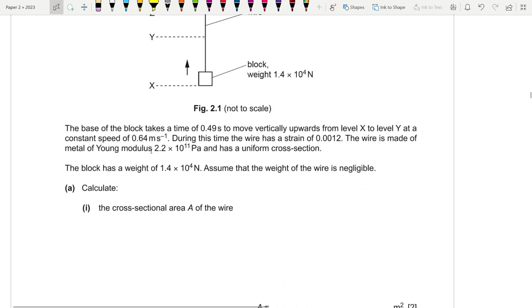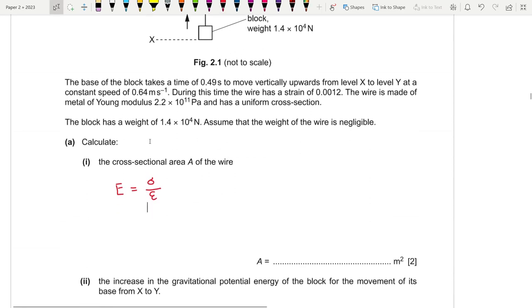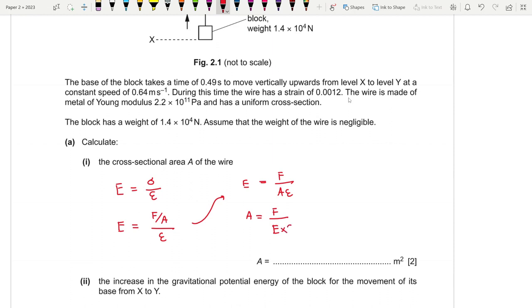So since Young modulus is given, we know that Young modulus is equal to stress by strain. So Young modulus is equal to stress sigma by strain epsilon. We have the strain given, right? So Young modulus is equal to stress, which is force by area divided by strain. So from here we can write E is equal to F divided by A epsilon. Now let's just make A the subject. We end up with force divided by Young modulus times epsilon.